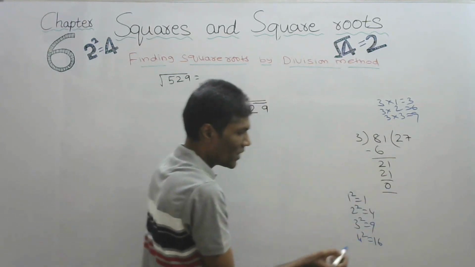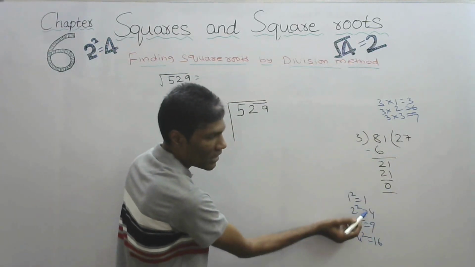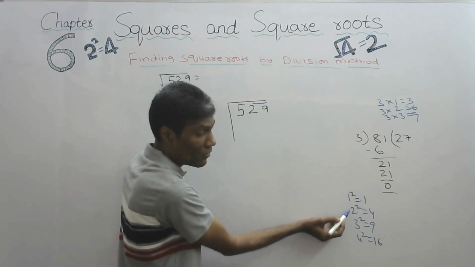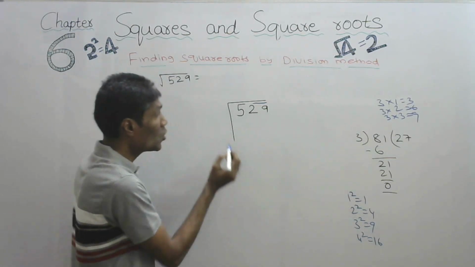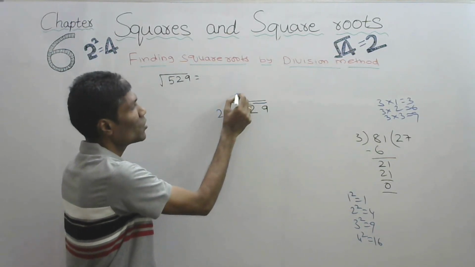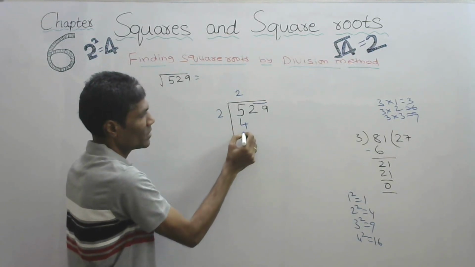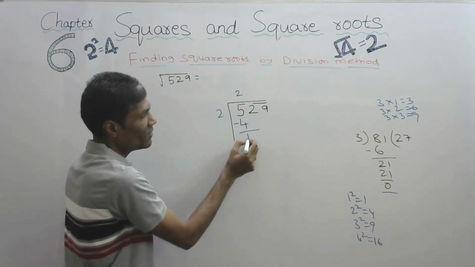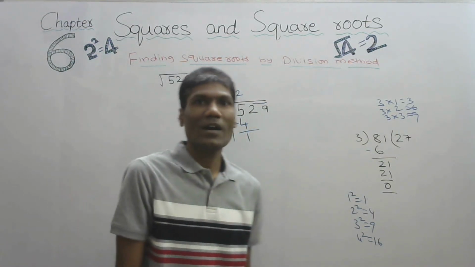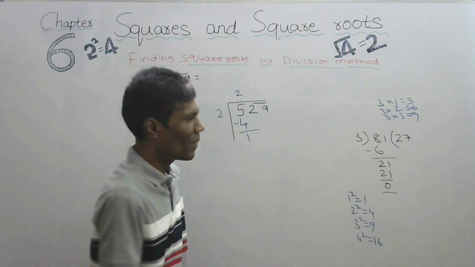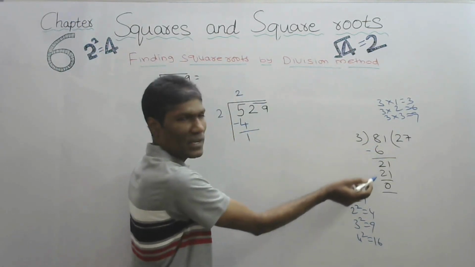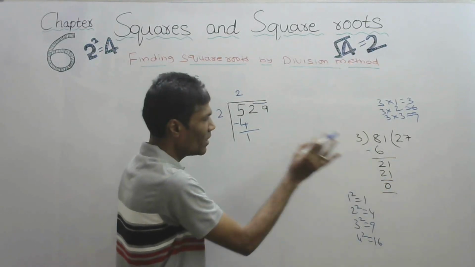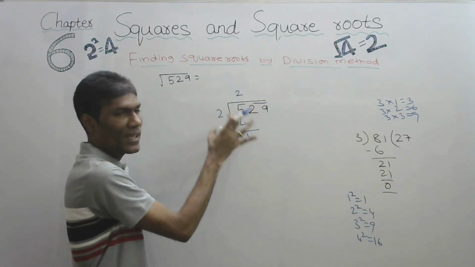In the same way, 5, where will it come? 2 and 3. So we will take 2 here. 2 twos are 4. Do the subtraction, we will get 1. Understood this process? Simple. As we do in division, in the same way we are doing here also.